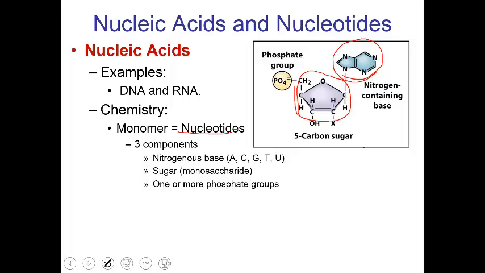So in DNA, it is deoxyribose. In RNA, it is the ribose sugar. On the other side of the 5-carbon sugar, you have a phosphate group. Attached to the first carbon is the nitrogenous base, and attached to the 5th carbon is the phosphate group.